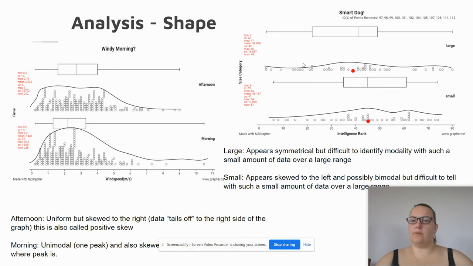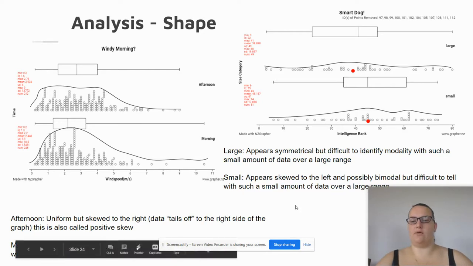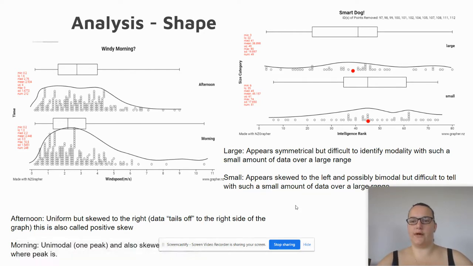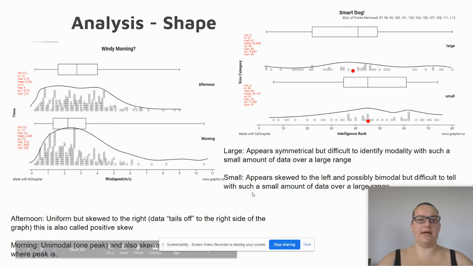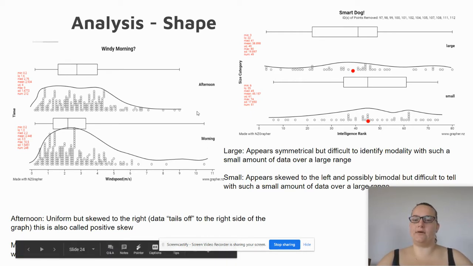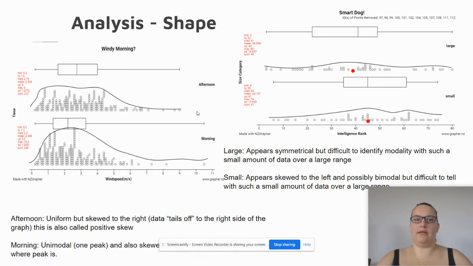When we look at the smart dog, we have very little data. It appears symmetrical, but it's difficult to identify the modality with such a small amount of data over the large range. Okay, so we can identify that it looks skewed and it's possibly bimodal for the small dogs, but it's difficult to tell with such a small amount of data over a large range. Okay, so when we have large amounts of data like we do for windy morning, we can quite easily tell the modality and the symmetry of our data. When we have a small data set, as you can see, there's only 49 and 51 pieces of data in these over such a large range, we can't accurately identify the modality of these.